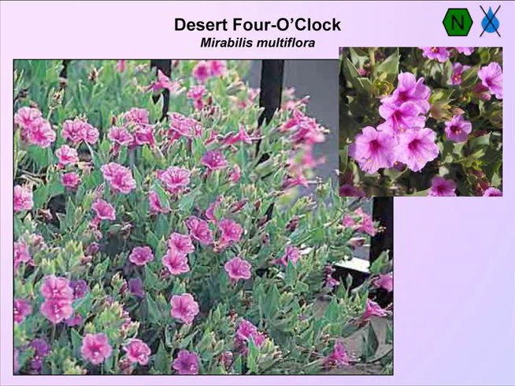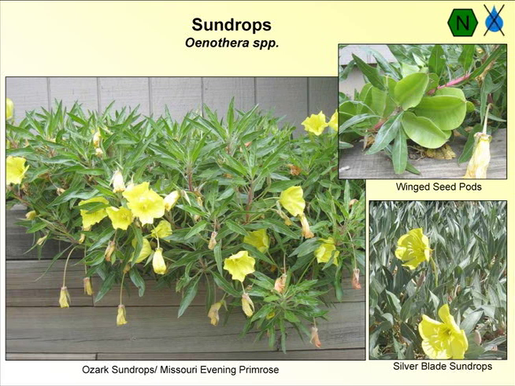The desert four-o'clock, another one of our native wildflowers. This plant is absolutely stunning. When it's mature, it'll get about 1 to 2 feet tall, 4 to 6 feet wide, and it will have hundreds of flowers all blooming at the same time. It's very impressive, and it's one of those plants that will do best for you with very little irrigation. These are sundrops, another one of our native plants and another one of those really rugged, low water perennials.